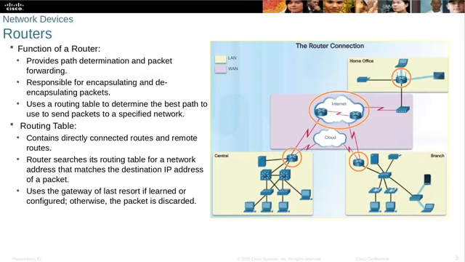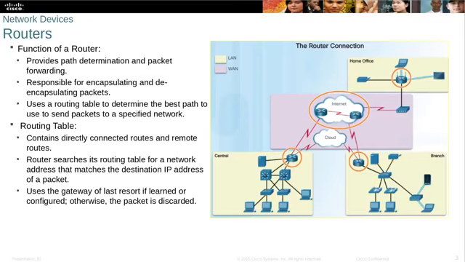The routers use a routing table in order to determine the best path to use to send packets to a specified network. Now the routing table is critically important. It contains directly connected routes and also routes to remote networks. The router will search through its routing table for a network address that matches the destination IP address of the packet. So effectively, a router's job is to connect entire networks together, not end devices. Connecting end devices together, that's the job of a switch.